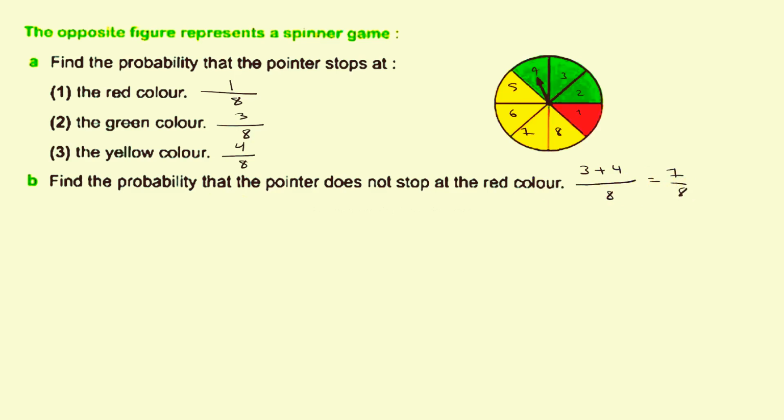طبعا في طريقة تانية انه ما يقفش على red، not stop on the red يعني probability of not a stop on red color يبقى 1 minus probability of red. بطريقة تانية 1 minus probability of red 1 over 8. طبعا 1 minus 1 over 8، ال 1 ده ممكن نعتبره 8 over 8. 8 minus 1 is equal to 7 over 8. دي طريقة تانية يبقى probability of not red 1 minus probability of a red.